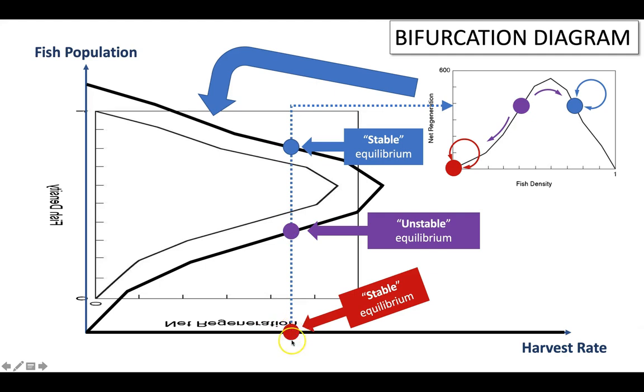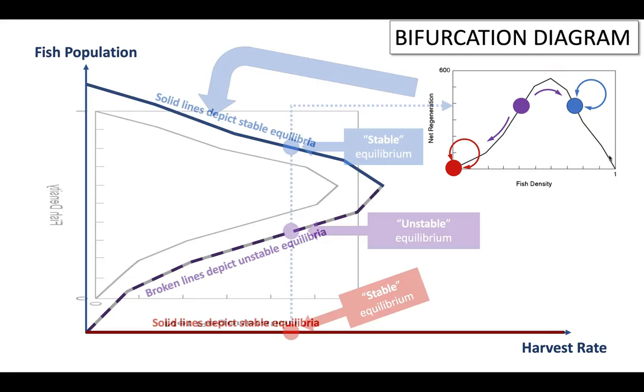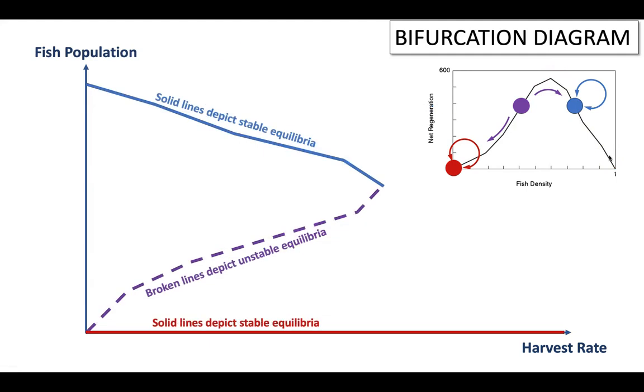And so I'll always have the no fish equilibria, and then I'll have this unstable equilibria, which corresponds to this portion of the graph, and then I'll have this stable equilibria, which corresponds to that portion of the graph. And so this is what a typical bifurcation diagram looks like.